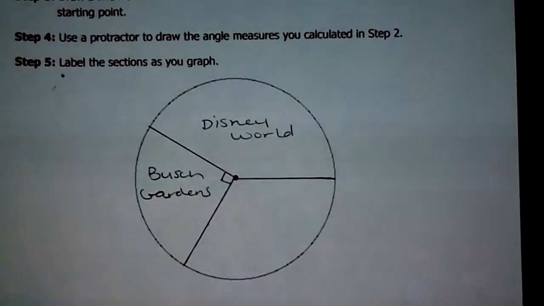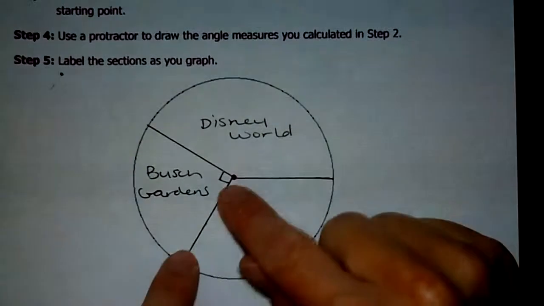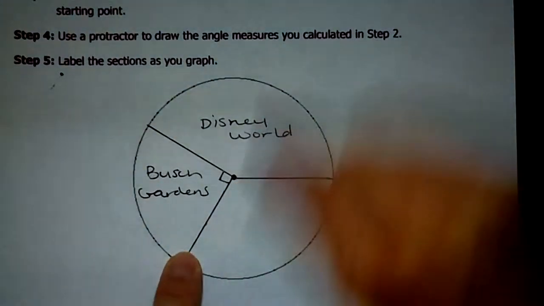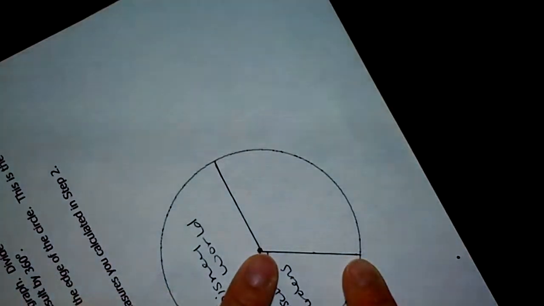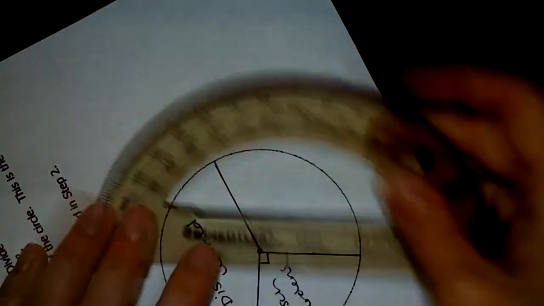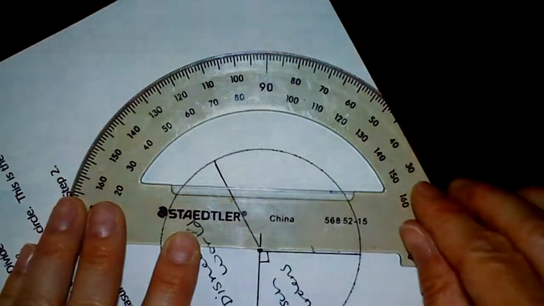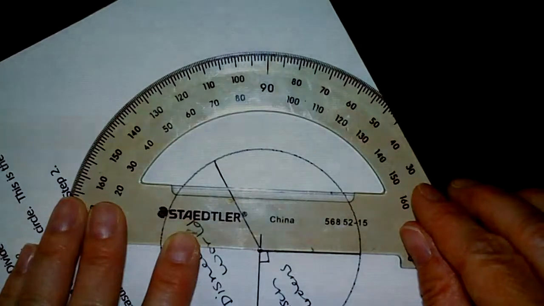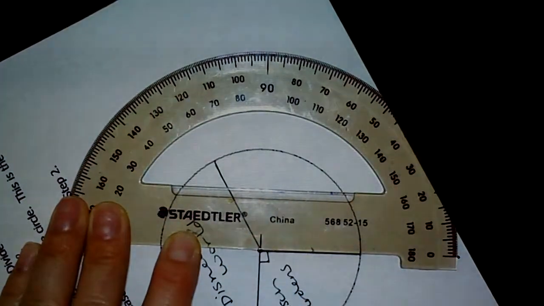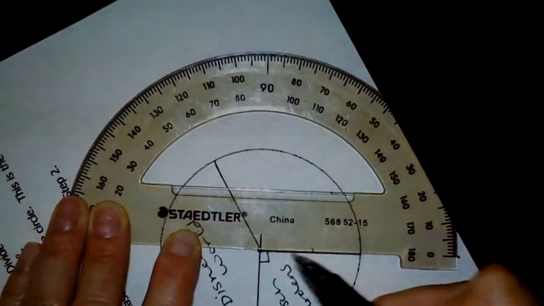All right. The next one that we have is Universal Studios, which is 72 degrees. This is the line we just drew, right? So that's our new starting point. So I'm going to turn my paper over to make this my new starting point and line up my protractor right over top. That little line or circle in the center should be over the circle in the center. And the edge of this should match up with that line. And now I need 72 degrees from my starting point. So this is my starting point.